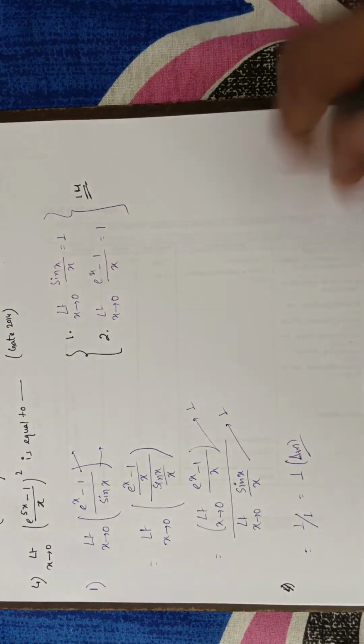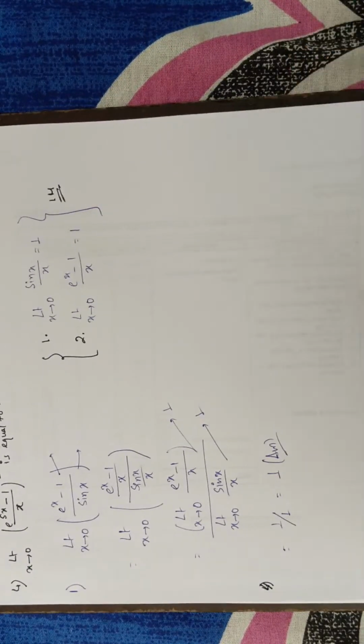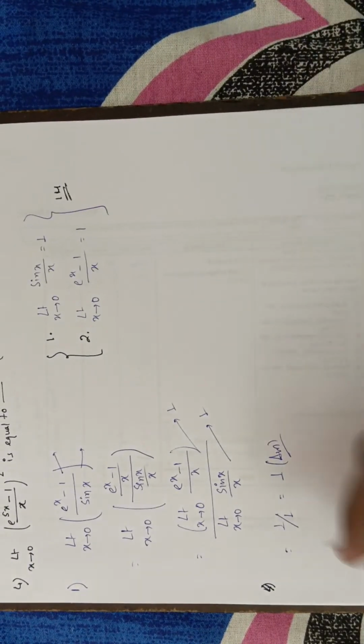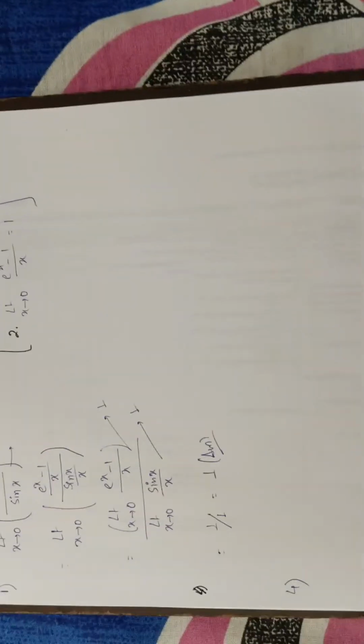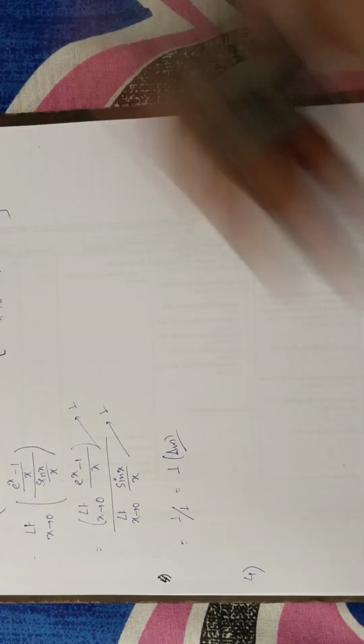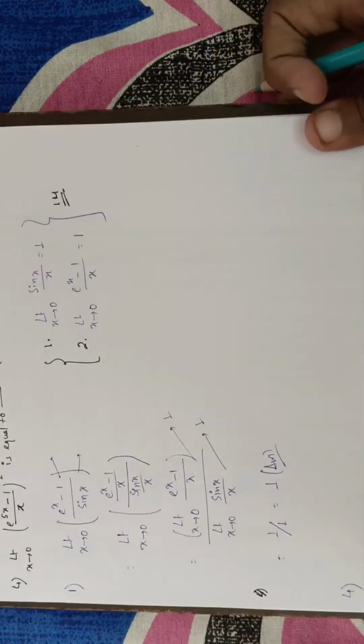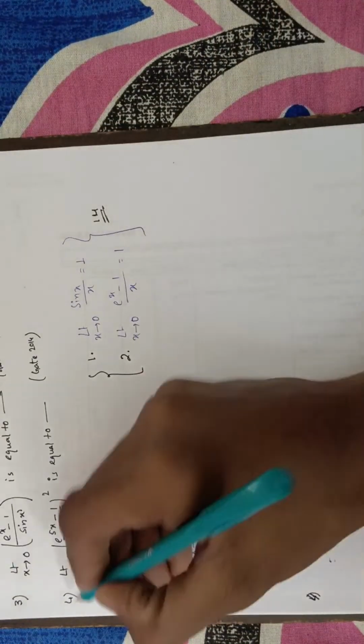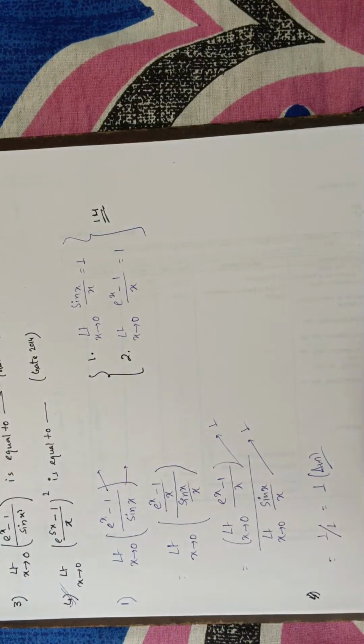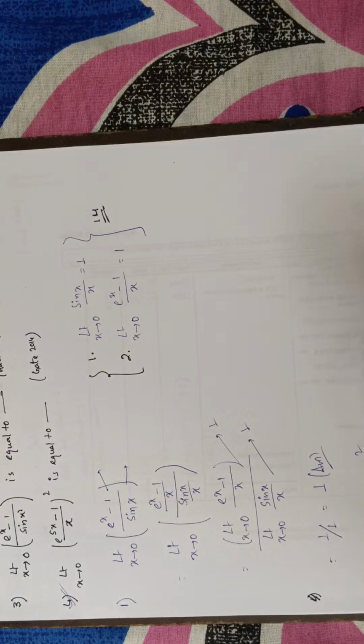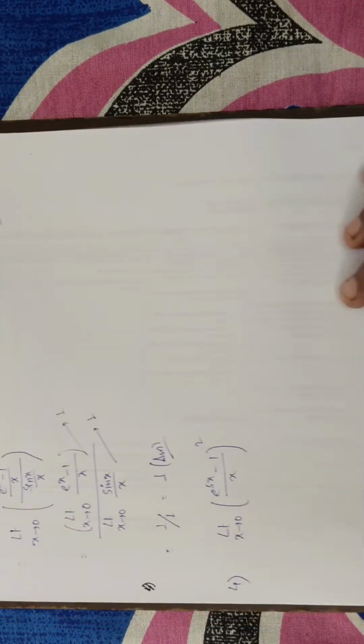So now we move forward to the next question. The next question is this. So I am writing this below. Limit x tending to 0, (e to the power 5x minus 1) upon x squared. So this is the question.